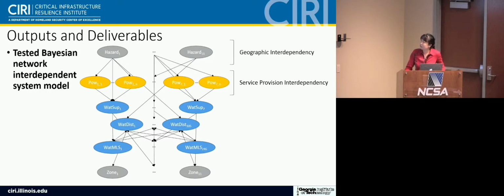On this next line here, we have different power nodes. So these are our service provision interdependency nodes. On the next two levels, we have water supply and water distribution nodes. And then on this next level here, we have water minimum link set. So this is a way to map how water flows through the network, how many different redundant paths you have. It's a way to count how reliable your system is.